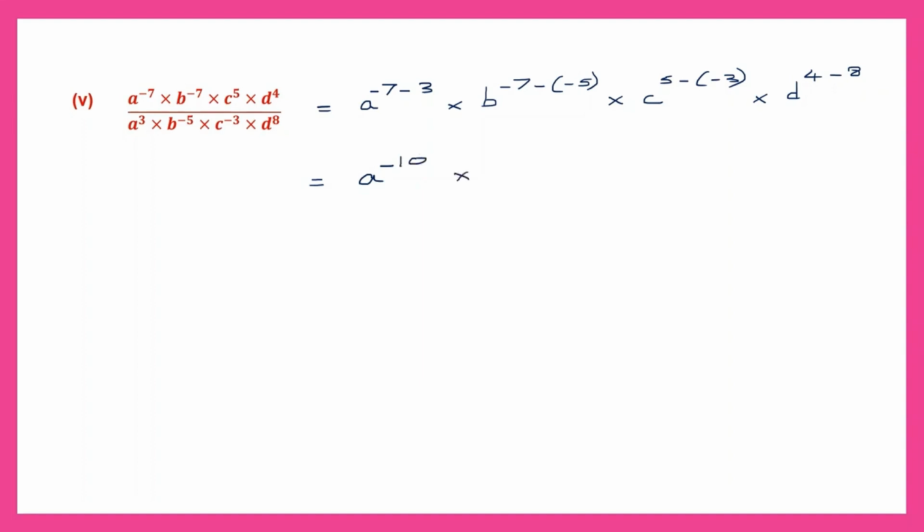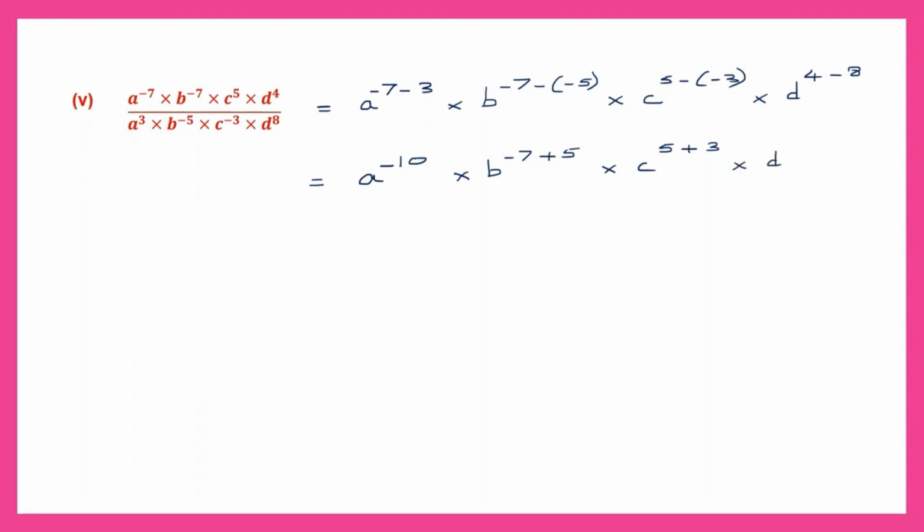Now let's go to B. So we'll write B. Now here we have brackets. So first let's open the brackets. So when you remove the brackets, you have to see the sign before the bracket. If it is minus, this sign will change. So this is going to become plus 5. So let's write that minus 7 plus 5. So b to the power of minus 7 plus 5. Then we go to c. So that will become 5 plus 3 because the sign is minus before the bracket. So 5 plus 3 into d to the power of 4 minus 8.